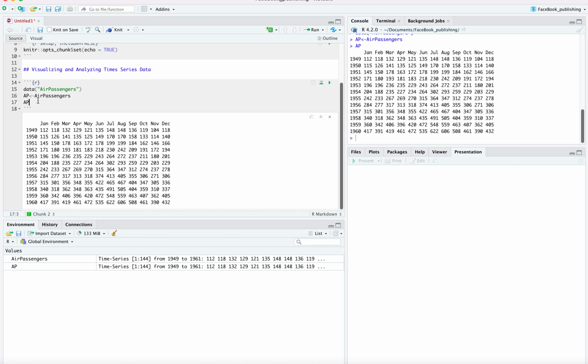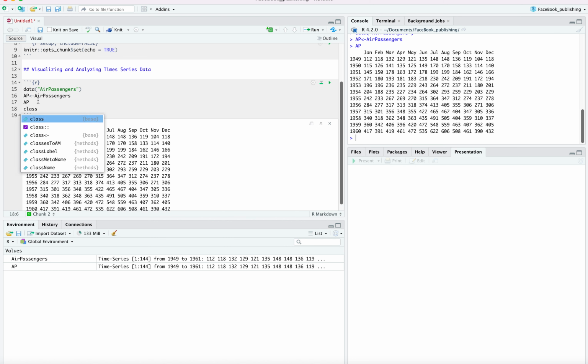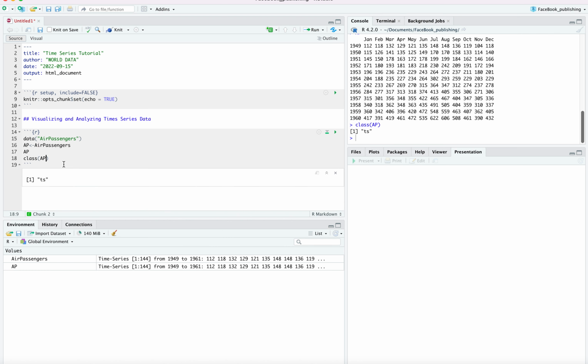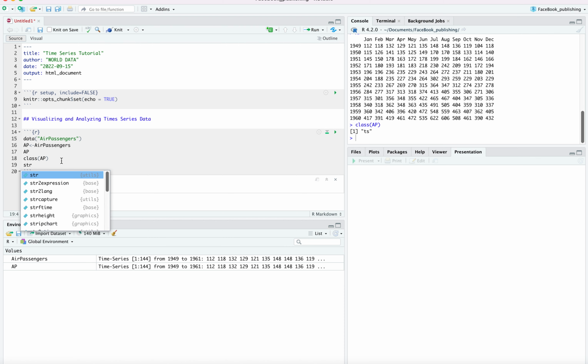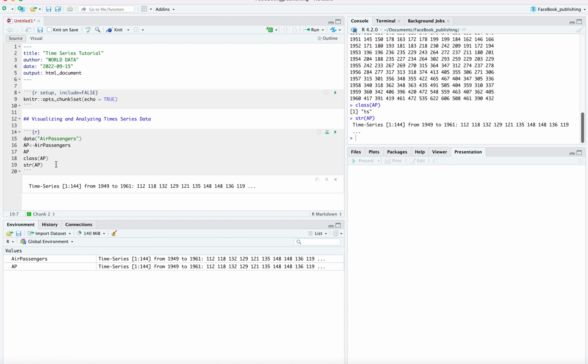And if you want to have a clear look at it, you can try to look at the class of AP. You run this, it tells you it's a time series data, right? So when you look at the nature of the data, you can even look at the start of the data, the structure, there's a lot of stuff that you can do. You can play around with it. You can look at the starting day and then the ending day. Since it's a time series data, it's very easy to play around.